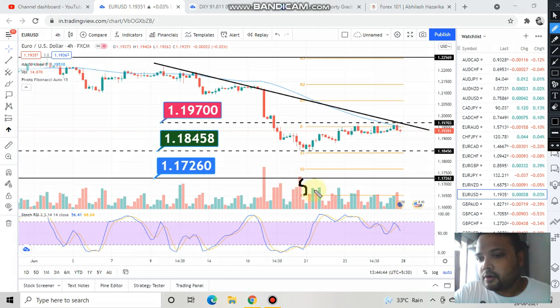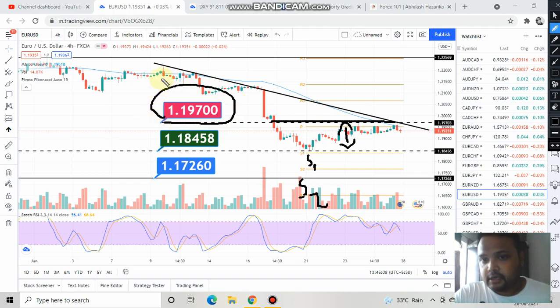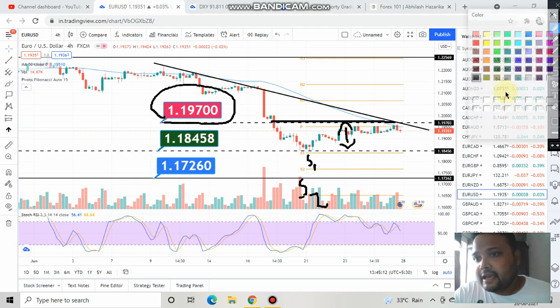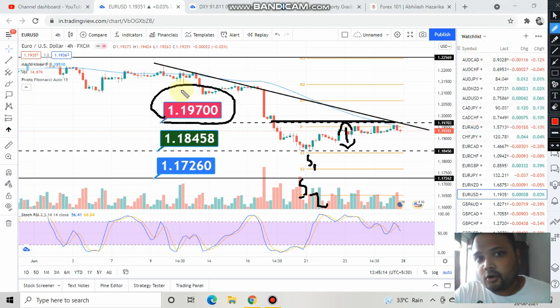So this is support 2, and this is support 1, or the temporary support. Apart from these two levels, you can see that I have got one more level here, and this is the temporary resistance for the market, which is the range of the market. Right now market is trading in this range only, so this is acting as a resistance for the market, 1.1970.